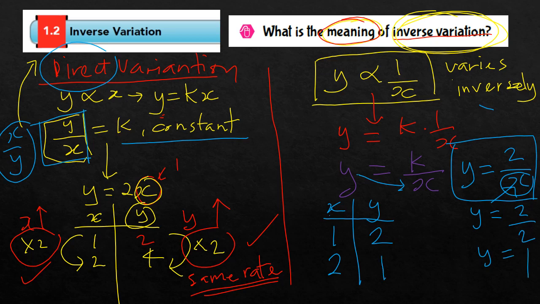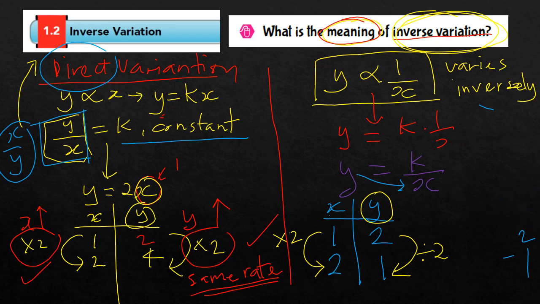Okay, now let's see. What happened to your x? 1 becomes 2. It's actually double, or times 2, right? What happened to your y? From 2 it becomes 1. It is actually half, right? It's divided by 2. So what do you say? Can you now spot the difference between direct and inverse variation?